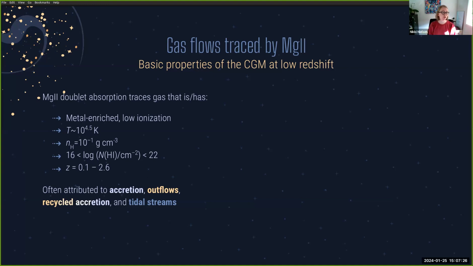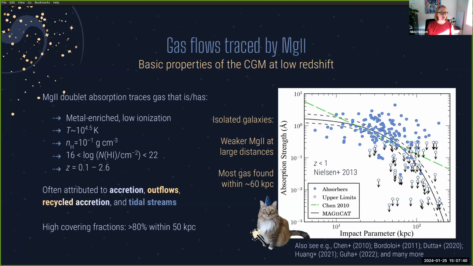So over a redshift range of 0.1 all the way up to 2.6, magnesium-2 is often attributed to all of the different baryon cycle gas flows that I mentioned on an earlier slide. So the cool CGM, we know that it has high covering fractions. We typically see about 80% of sightlines within 50 kiloparsecs have detected magnesium-2 absorption.